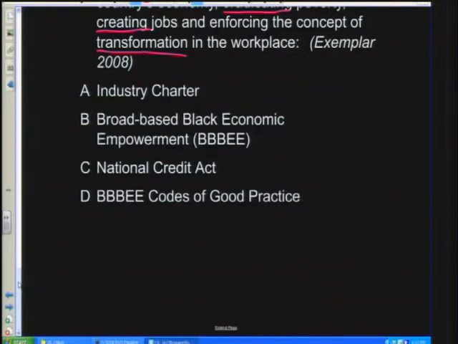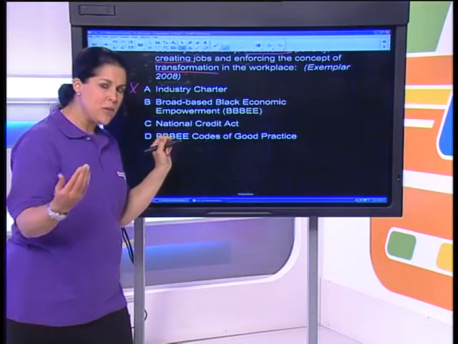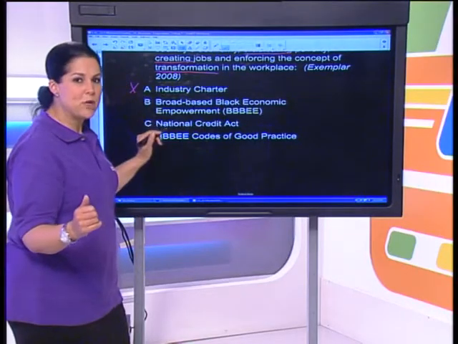That is not an act, the industry charter. That's not an act. It's not a law. So no, we know it's not A. Broad-based black economic empowerment sounds like it could be an act and it could be a law. So let's leave that one open for now.